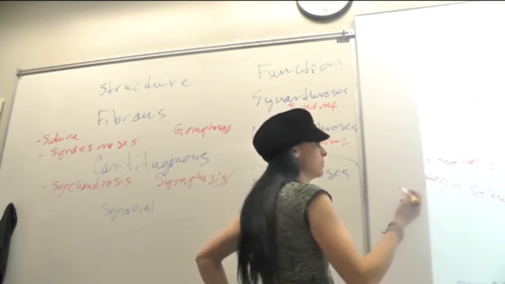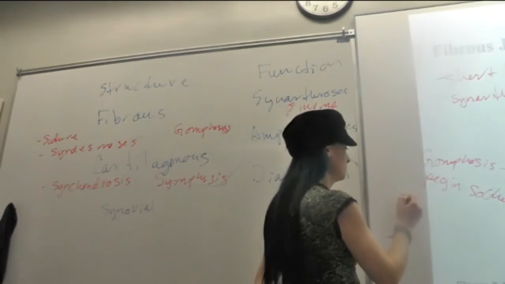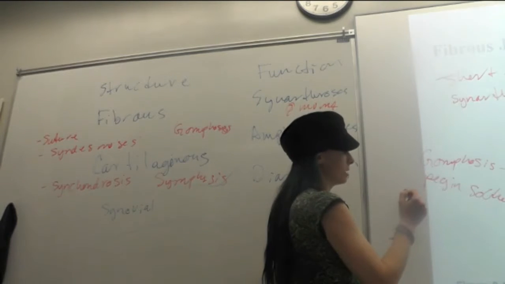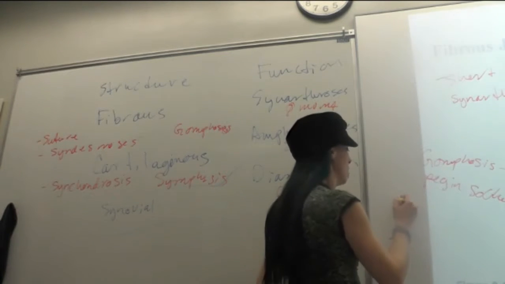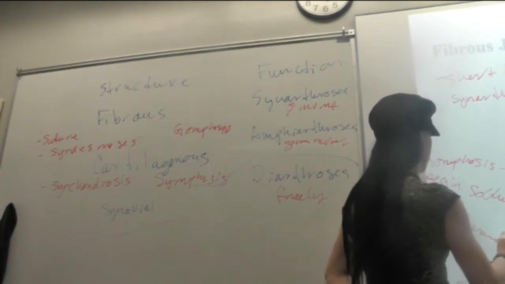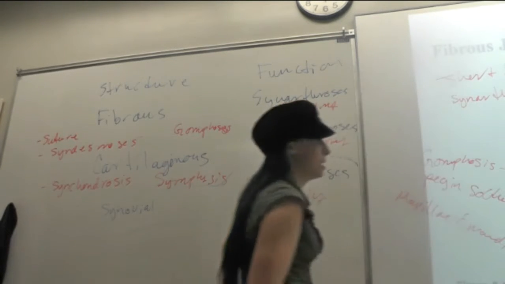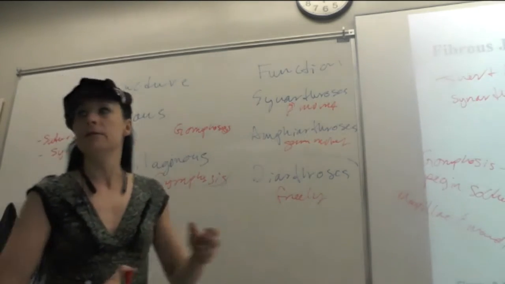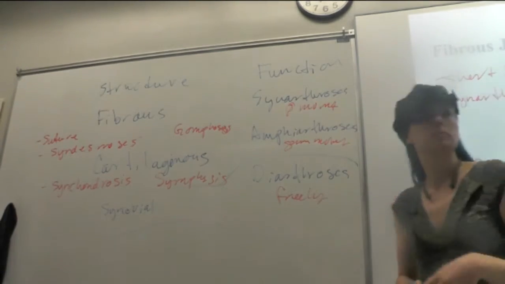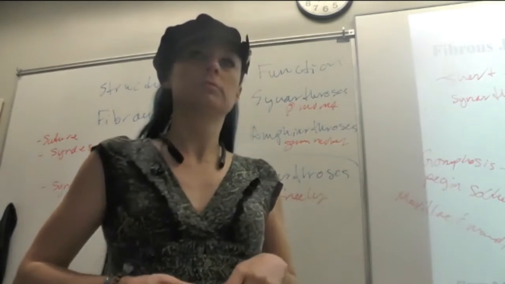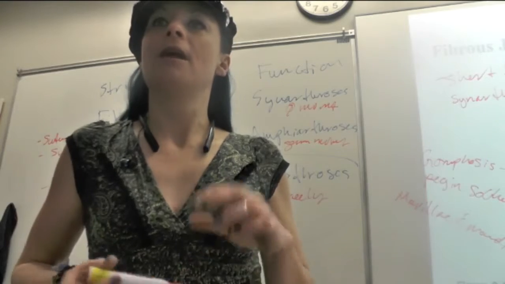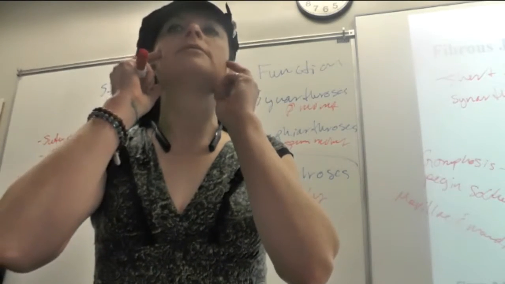So where are the only bones that we find in gomphoses? The teeth are like modified. Your maxilla and mandible are the only places that we have these. And so what we have is the tooth, and it's got this periodontal ligament. What else do we want to say about it? Is your jaw connected by it? No, that's a synovial joint.